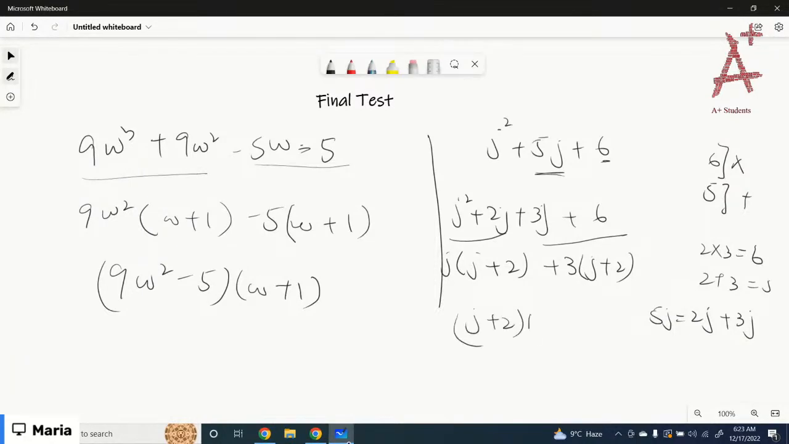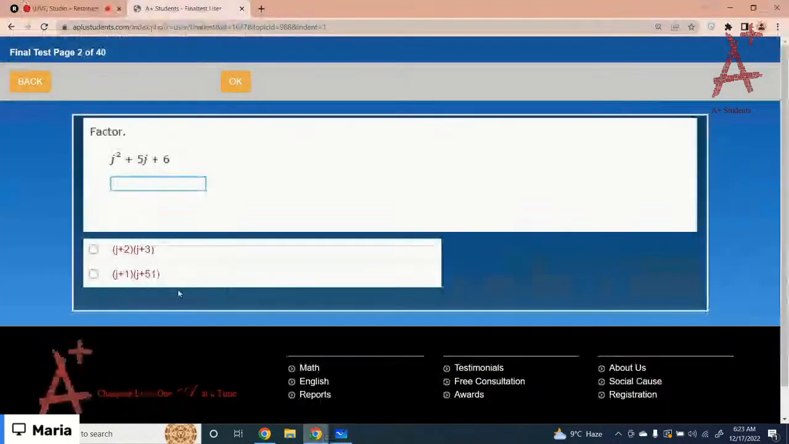It would be j plus 2 and j plus 3. Got it? So the correct option is j plus 2 and j plus 3. That is the first option.